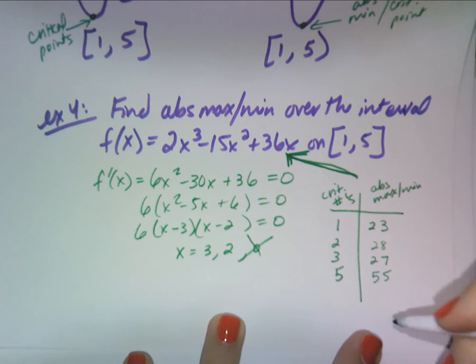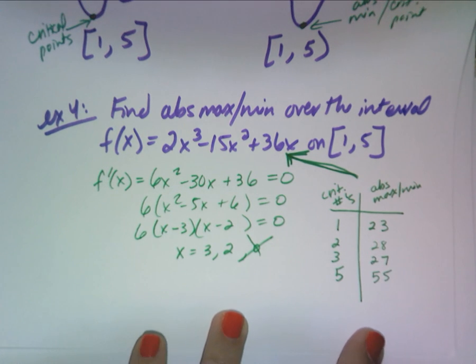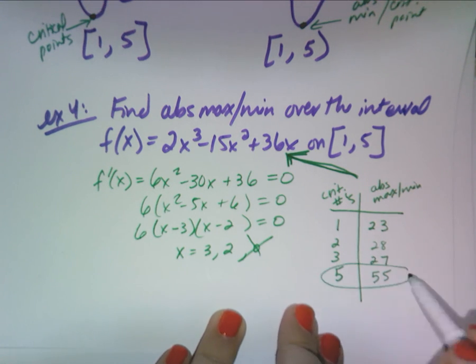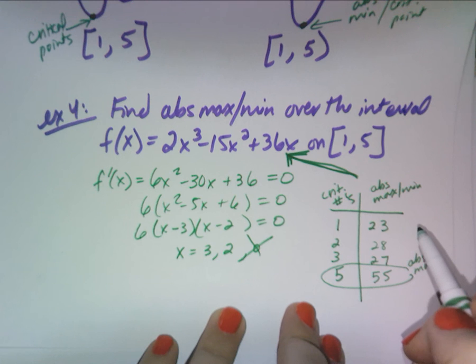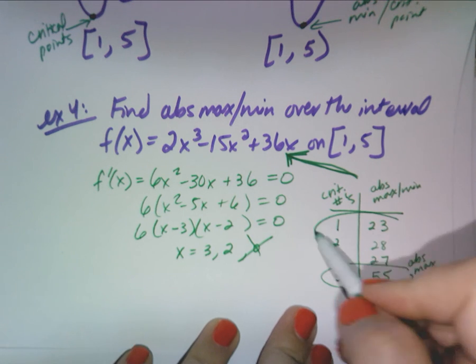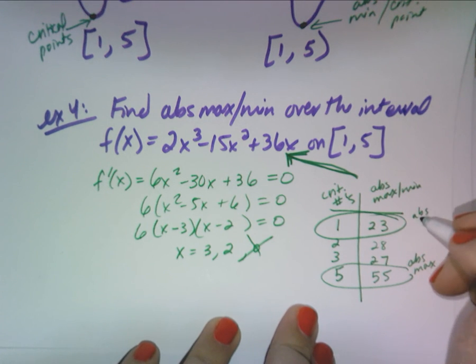So out of all of these numbers I just gave you, which one is your absolute max? The max is right here. That is what we call the absolute max of this graph. What about right here? What's my min? Right here. That's my absolute min.